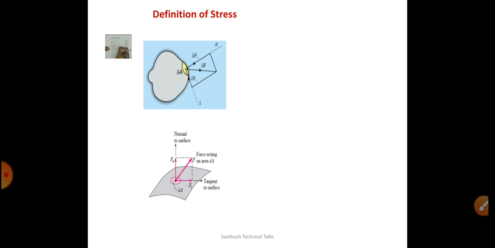So pressure is an applied force, and stress is a force produced by the body. That is the difference between stress and pressure. We can develop the pressure, but in order to maintain or control the pressure, the material which is subjected to the pressure will produce an internal resistive force or internal resistance. That is called stress.